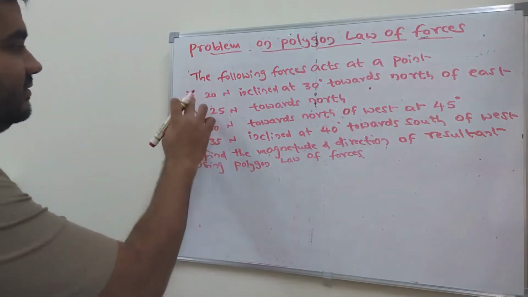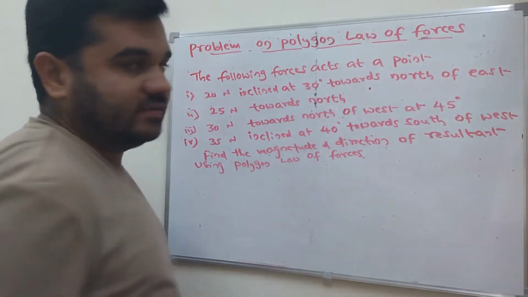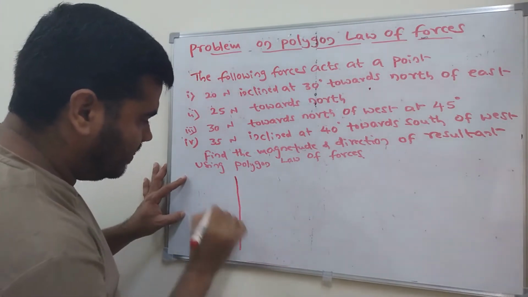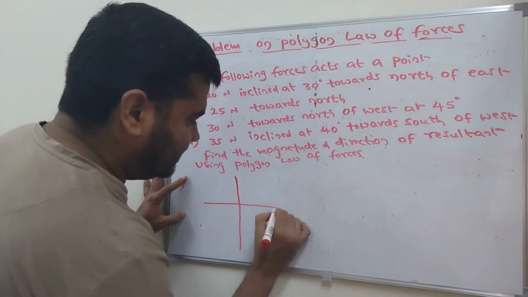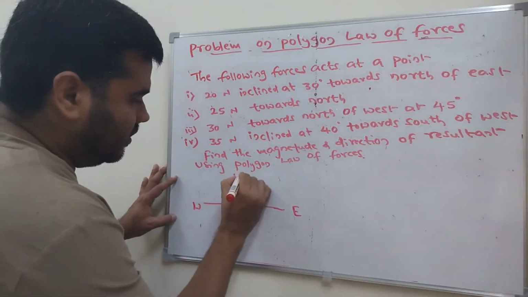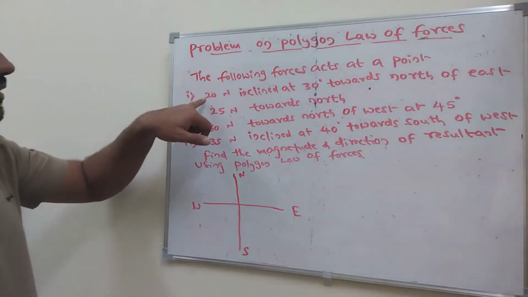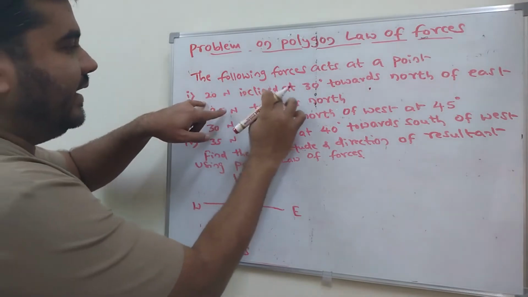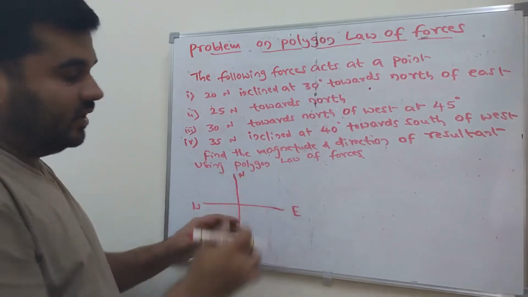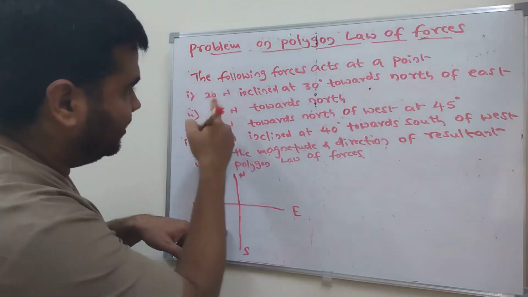The first force is 20 Newton inclined at 30 degree towards north of east. First we draw the positions here, as you are familiar with from the previous class. This is east, this is west, this is north, and this is south here. Now go to the first force, 20 Newton inclined at 30 degree towards north of east. You have east, you have north here. It is towards north, but start from east here. It means you need to draw the 20 Newton here.